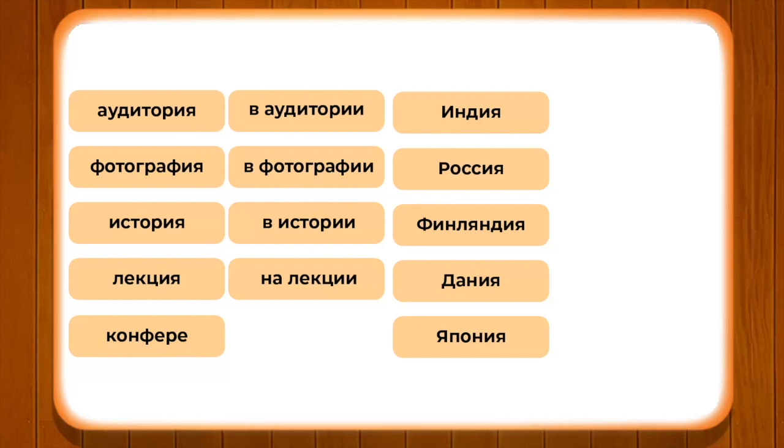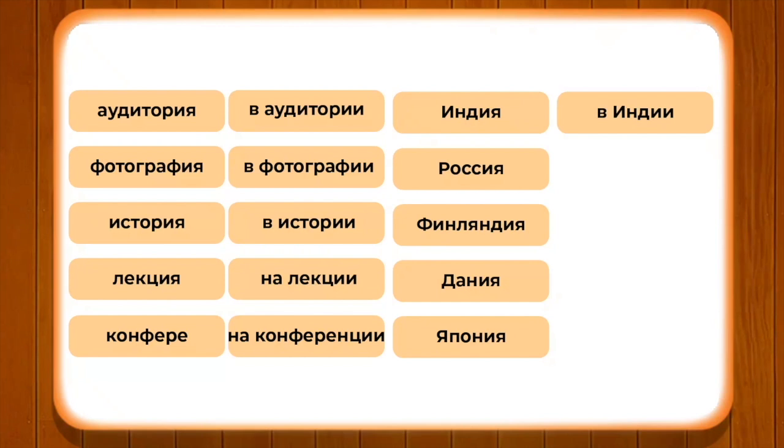Конференция means conference, на конференции. Где делегация? Where is the delegation? Делегация сейчас на конференции. The delegation is at the conference right now. Индия. Где живут много людей? Много людей живут в Индии. Where do many people live? Many people live in India.